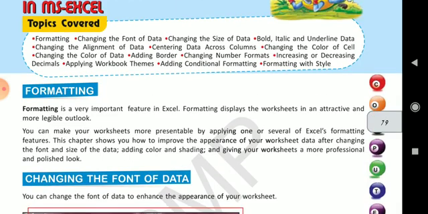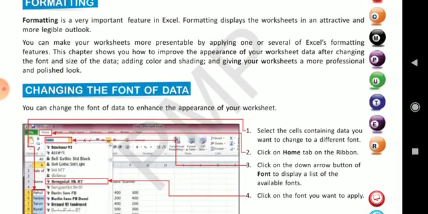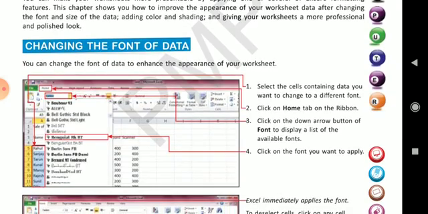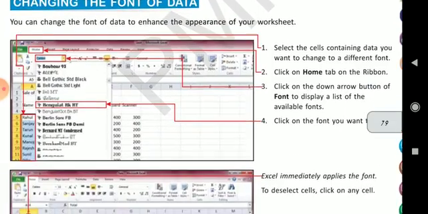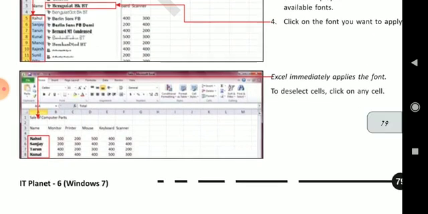Formatting is a very important feature in Excel. Formatting displays the worksheets in an attractive and more legible outlook. So formatting is done to display the worksheet in an attractive manner. In this chapter, changing the font of data: you can change your font also. There are different fonts given over here, with the help of which you can change the font of the text in the cell.